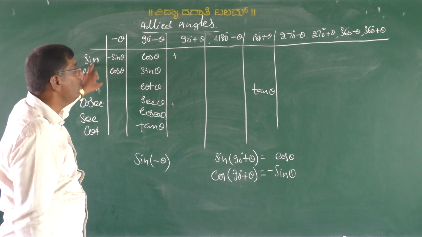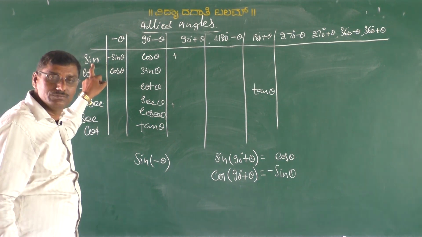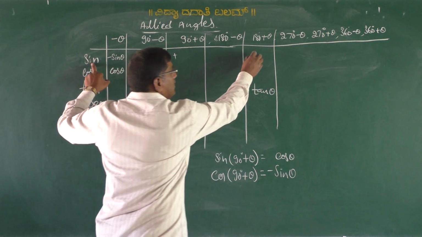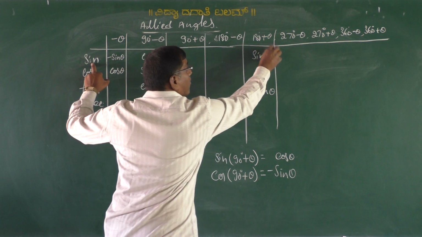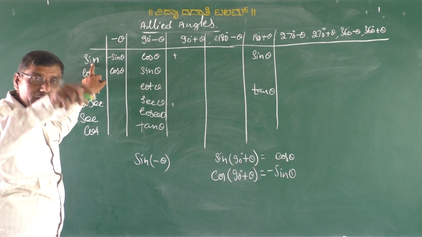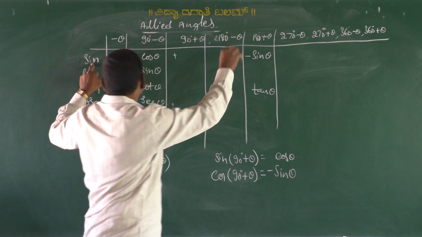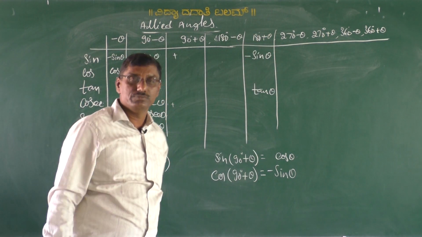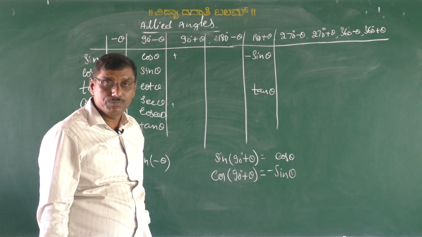What about sine of 180 plus theta? Same ratio because of 180, that is sin theta. But in the third quadrant, sine is negative, so we get minus sin theta. Sine of 180 plus theta is minus sin theta. Are you understood, all of you?